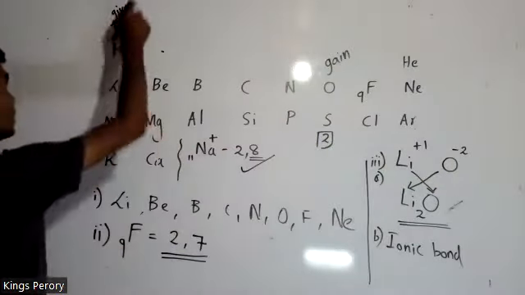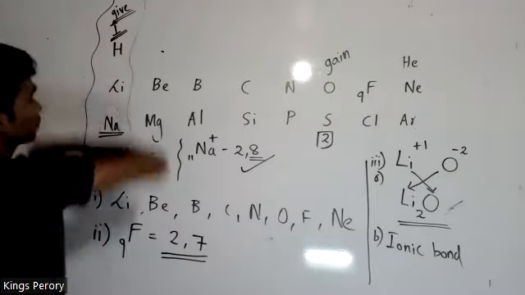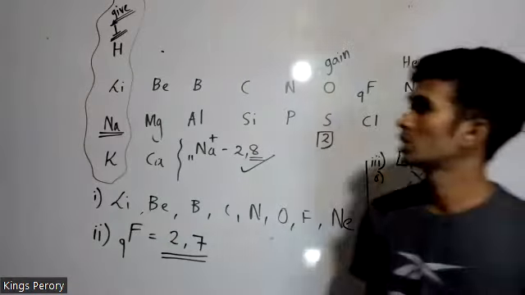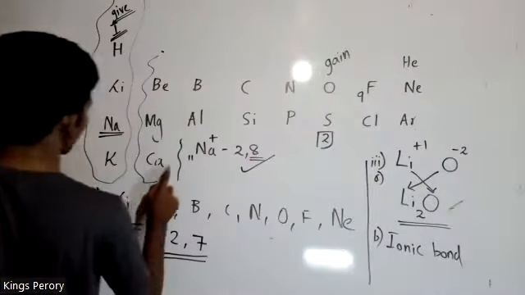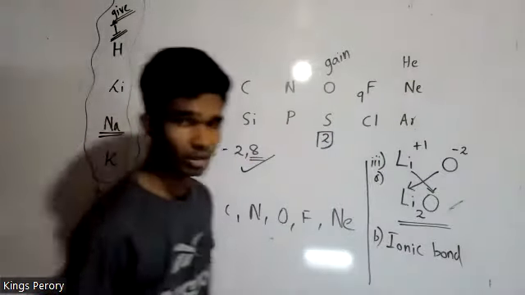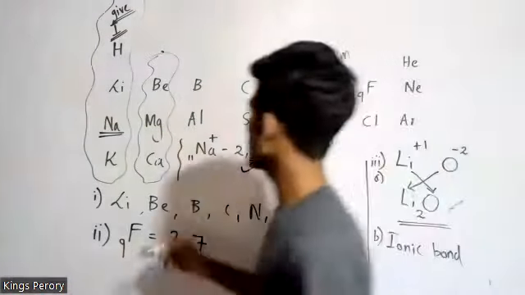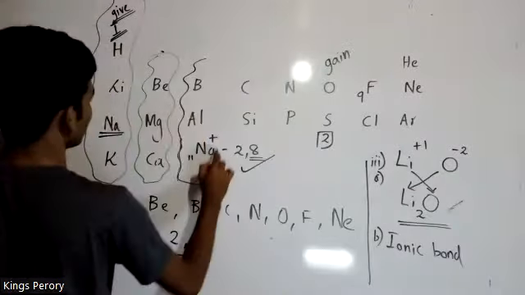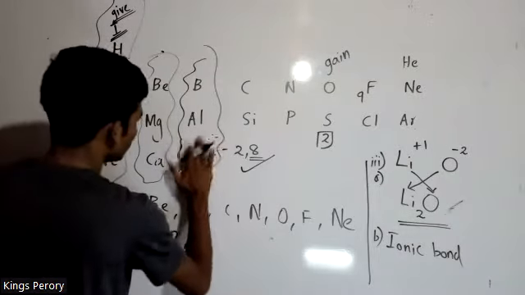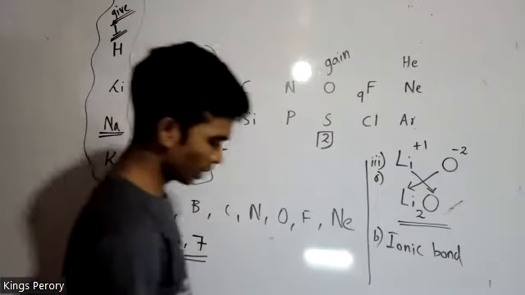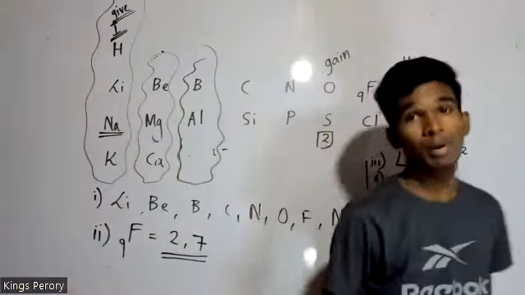Always remember, first group metals will always form ionic bonds because they like to form ions. Second group metals also always try to form ionic bonds because they like to give their electron. Third group elements also like to form, what? Ionic bonds. Right?